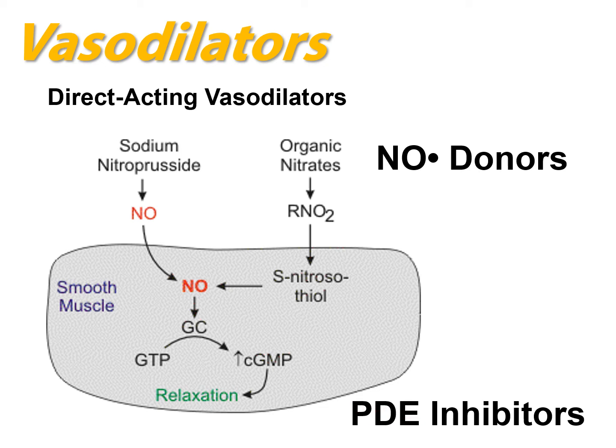In either case, if we're increasing NO or we are blocking PDE, the response is relaxation. So nitroglycerin would be an example, or nitroprusside, that's what this is right here. These will all contribute to increase cyclic GMP by adding nitric oxide. PDE inhibitors will block the breakdown of cyclic GMP, and sometimes these guys are used in combination.